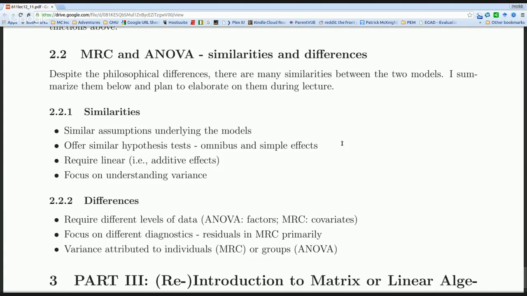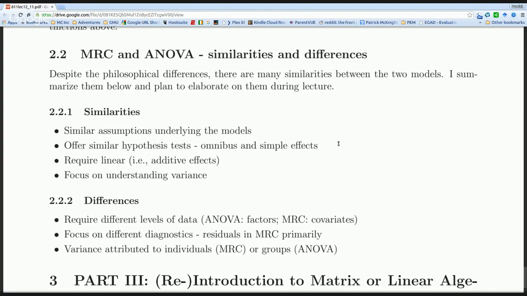You can get simple effects in both ANOVA and MRC. In regression, the simple effects are pretty straightforward, and they come about from the t-statistics. Similarly, you can get simple effects in ANOVA by testing post hocs. Or if you only have 2 levels of your factor, the simple effect is present in the F test.